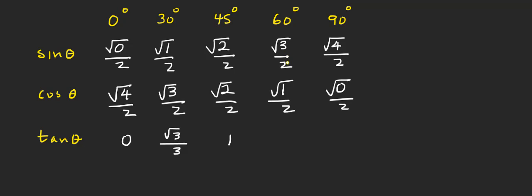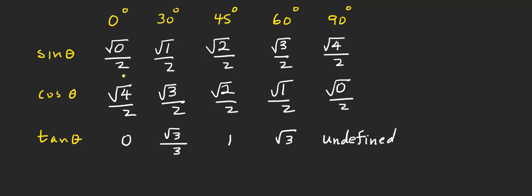What about radical 3 over 2 divided by 1 over 2? It'll be radical 3. And finally, 1 divided by 0 is undefined, because you cannot have a denominator of 0. So tangent of 90 is undefined. So this is a nice way of memorizing trig functions when the degree is 0, 30, 45, 60, and 90.